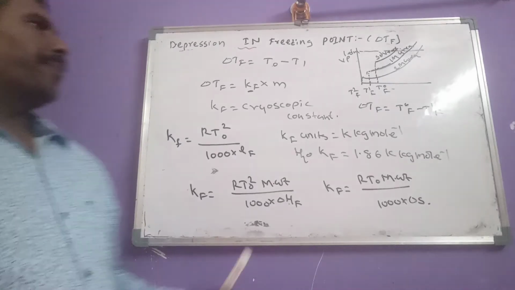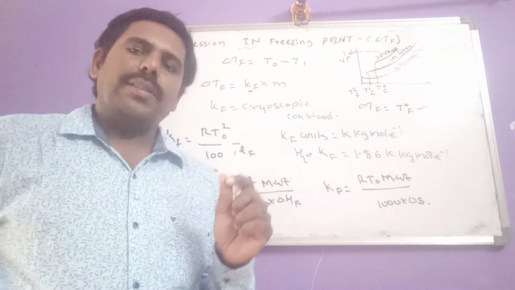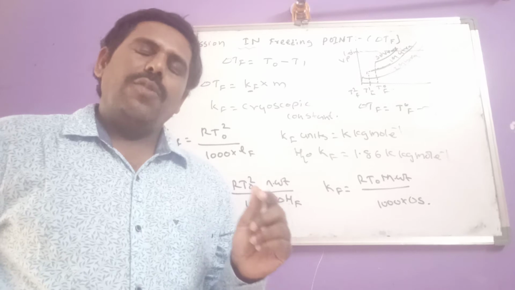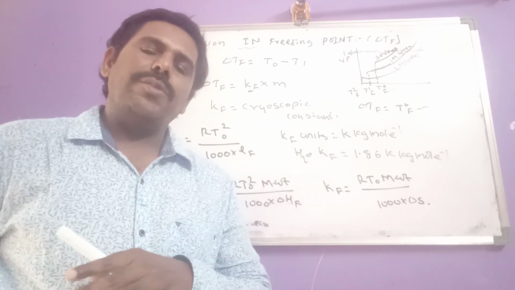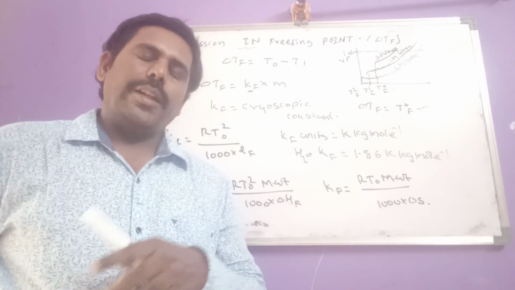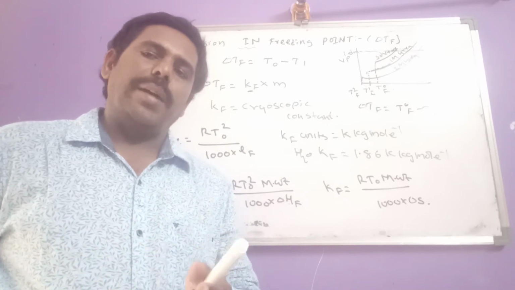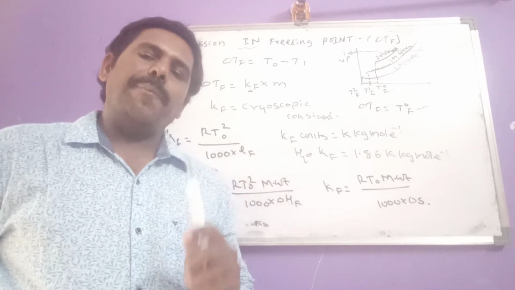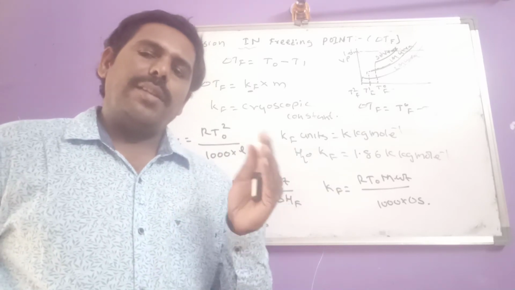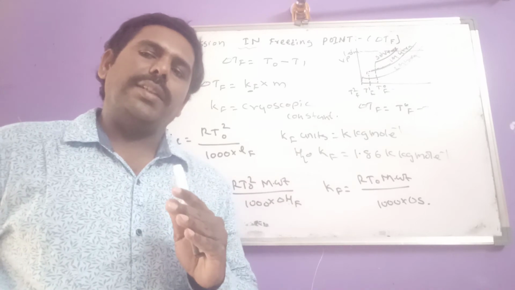So now here, if we add salt to water, what happens? Its freezing point decreases from 0 degrees centigrade. That means it may be -1 or -2 like that. But if you go for boiling point, if you add some amount of salt to the water, what happens?